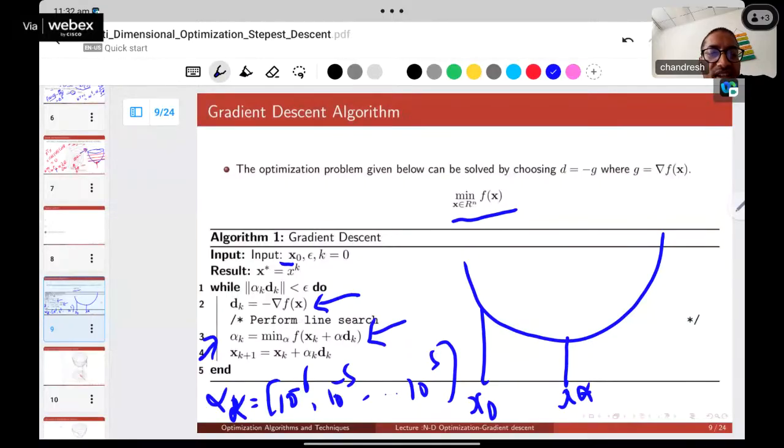And then finally, line number 4, you see what we are doing. We are using our gradient descent update rule. The new value is the old value plus alpha k dk. dk is already negative, so it will be xk minus alpha k times the gradient, which is again the same. Does everybody see what we are doing?